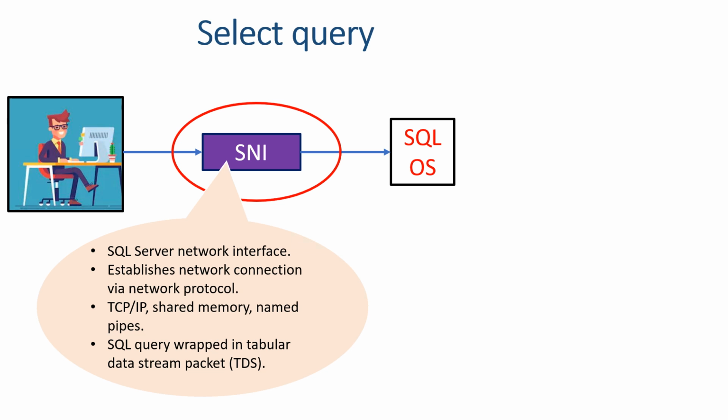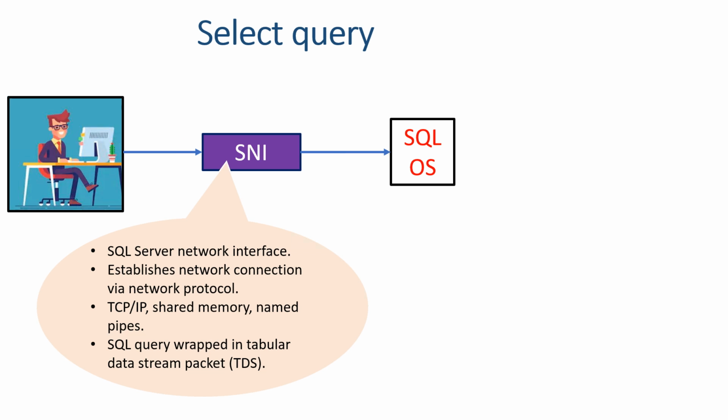Once the secure network connection has been established between SQL Server and the user, the query that the user is sending is wrapped inside a tabular data stream packet, also known as a TDS packet. SNI wraps the query into the TDS packet and gives that TDS packet to the SQL operating system.